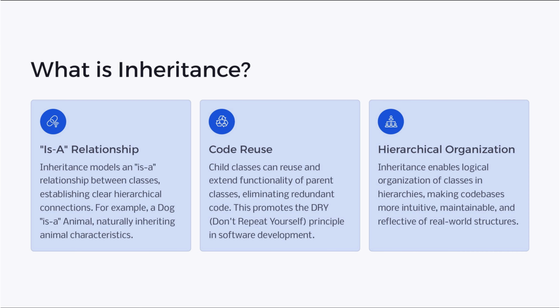Inheritance in Python models an is-a relationship, establishing clear class hierarchies. For instance, a dog is an animal, inheriting animal traits. This allows child classes to reuse and extend parent class functionality, promoting the don't repeat yourself principle. Hierarchical organization enhances code intuitiveness, maintainability, and mirrors real-world structures.